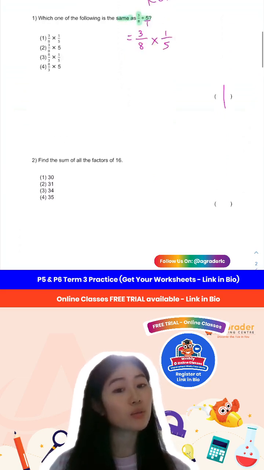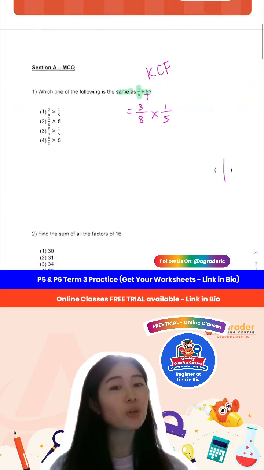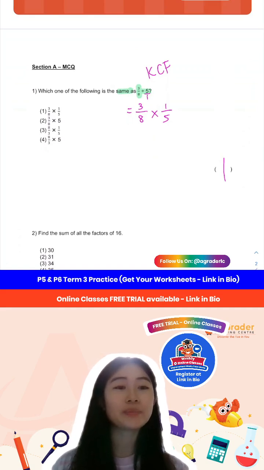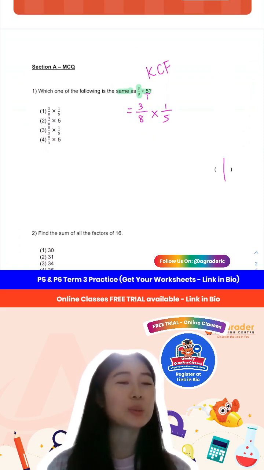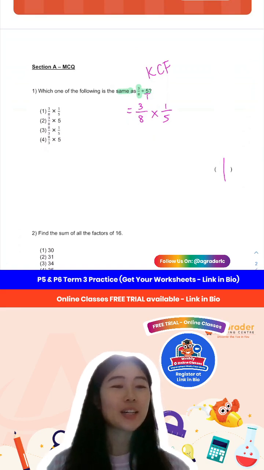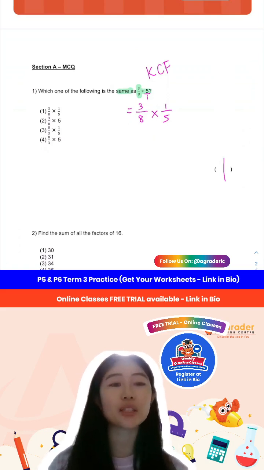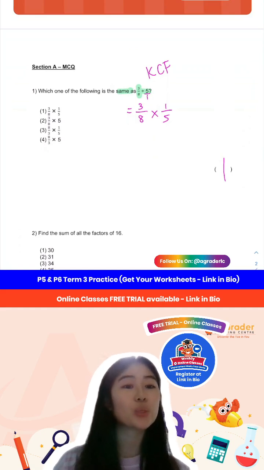See what you don't understand question 1, is it? Are you P6? If you're P6, then you should know KCF. But if you're P5, then that's why you likely don't know how to do. Okay, so again, I say that the live lesson is for P6, okay? If you're not P6, you might not understand some of the things that we're going through.